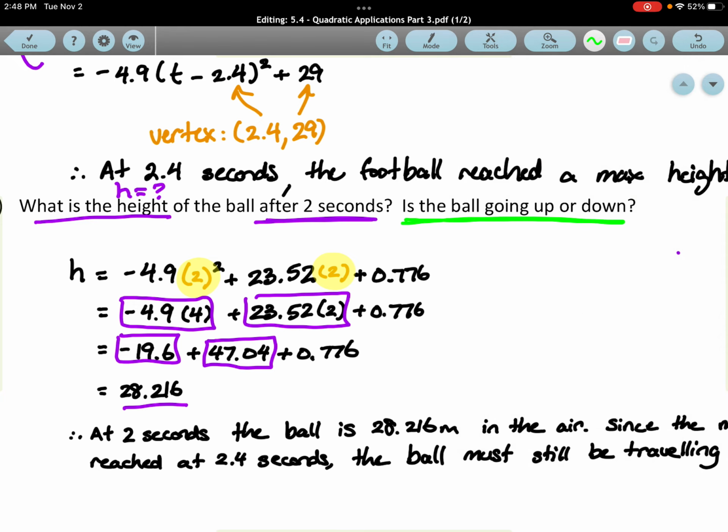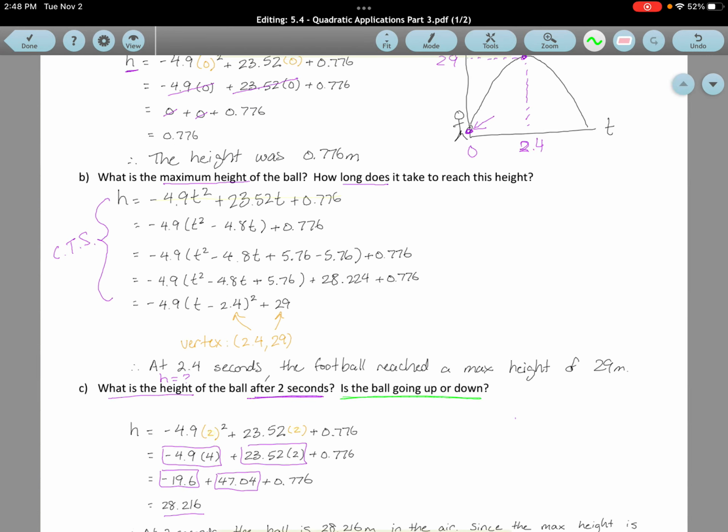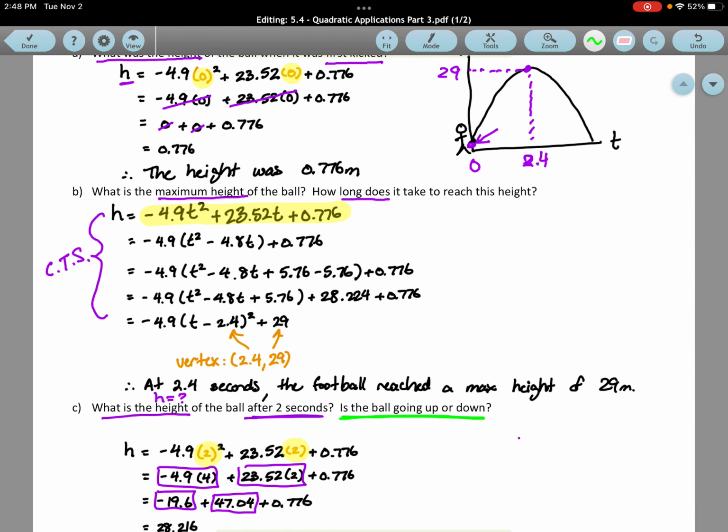At that time, is the ball going up or down? Let's really understand, based on my diagram, what's happening. You were just asked, at 2 seconds, what is the height? And you calculated that it was 21.6 meters. And so already, since you know that the vertex happens at 2.4 seconds, then your ball must be continuing to go upwards at the 2-second time right here.